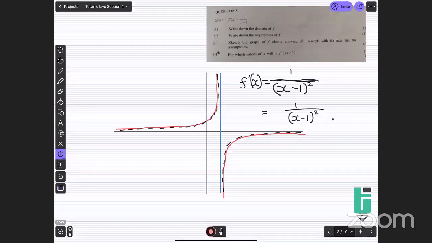Whatever you choose x to be, except 1. Except 1, because what would happen if x is 1? It will be 0 squared, it will be 0. No, the thing will be undefined. Undefined. Okay. And what happens at x equals 1 in this graph? It's the asymptote. Asymptote. So does the graph exist at x equals 1?